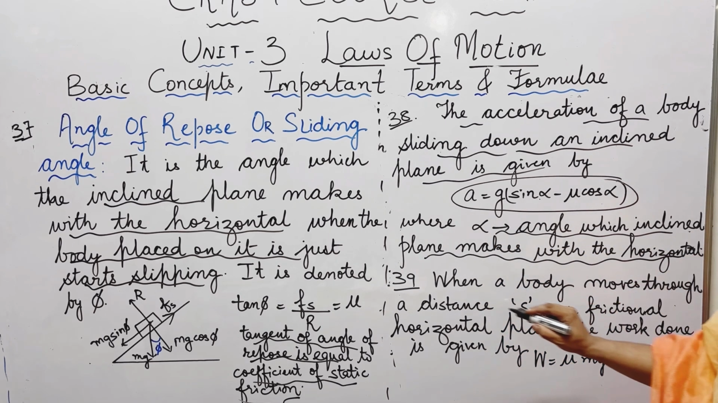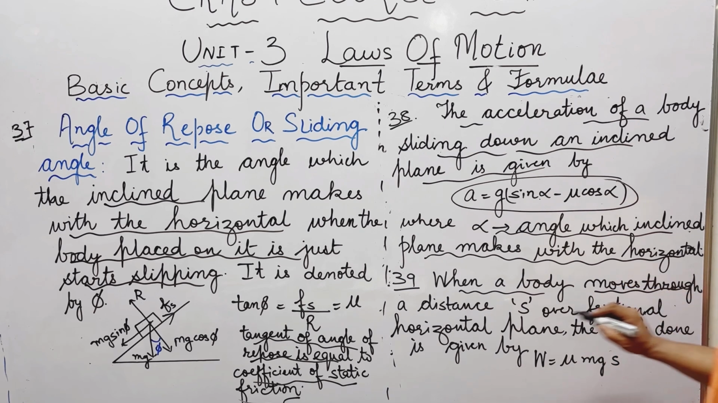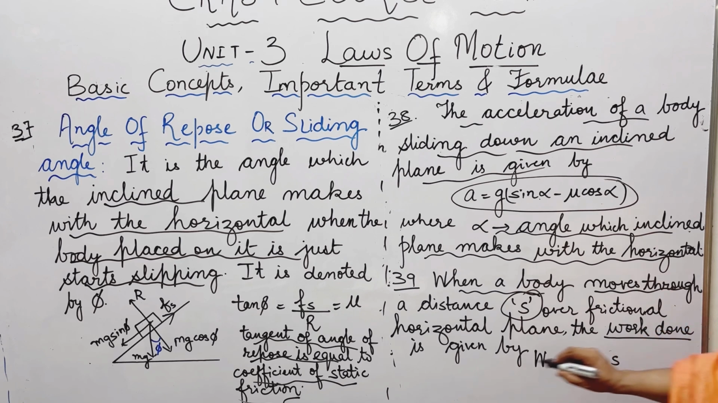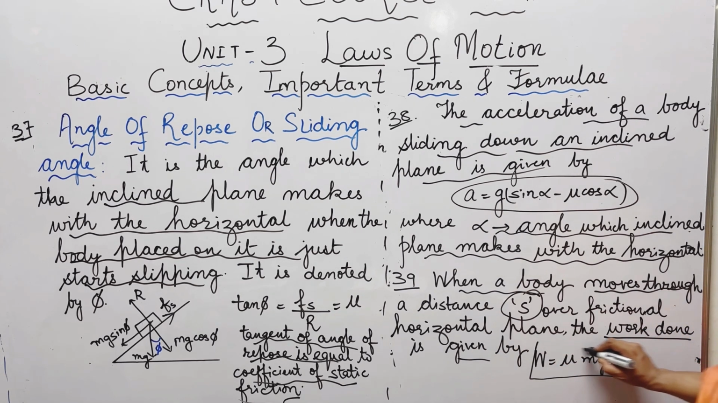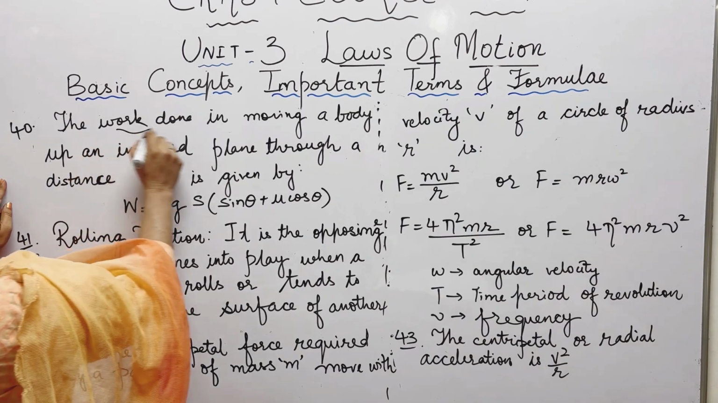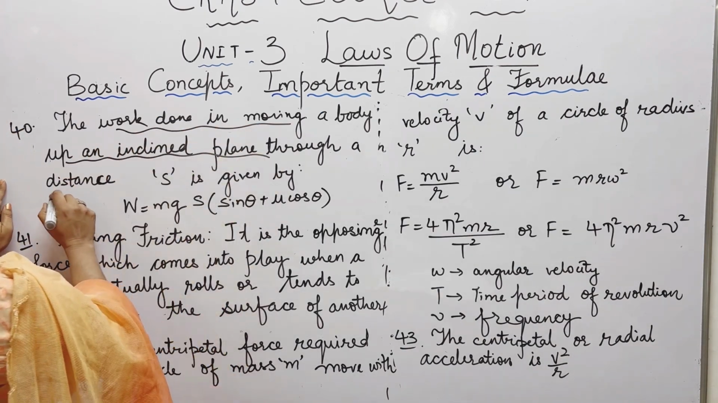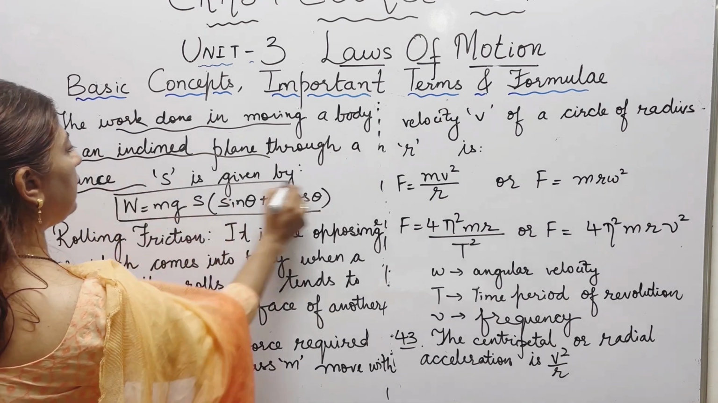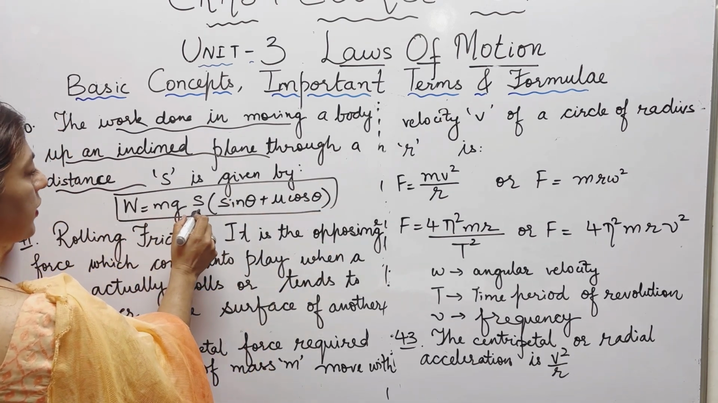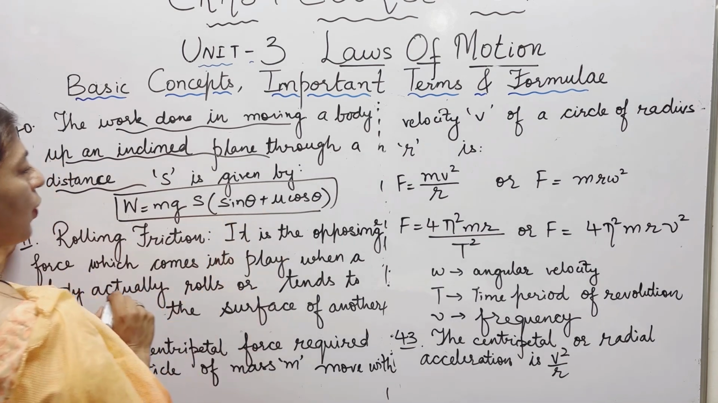The next point is that when a body moves through a distance s over a frictional horizontal plane, the work done W is equal to mu, the coefficient of static friction, times mg times the distance. Otherwise the formula for work done is force into distance. So this part denotes the force and it is multiplied by the distance. The work done in moving a body up an inclined plane through a distance s is given by mg into distance into (sin theta plus mu cos theta).